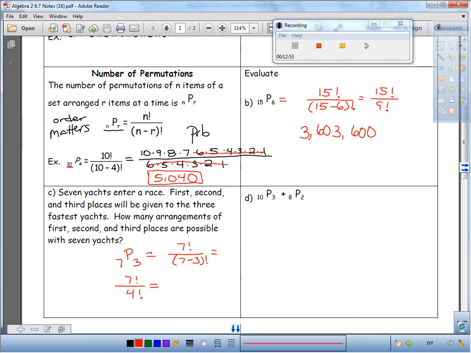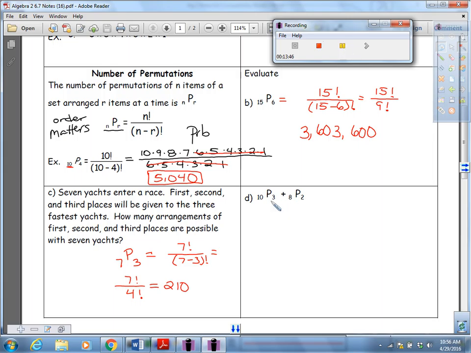Okay, then what did you get? 840? I think 210. Do 7 factorial divided by 4 factorial, and then hit equals. Okay, give me a second.